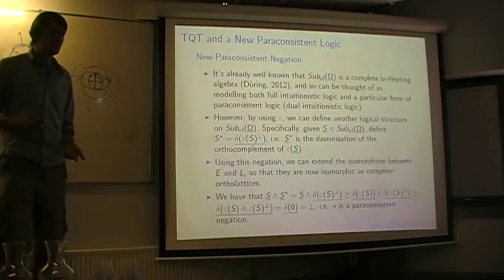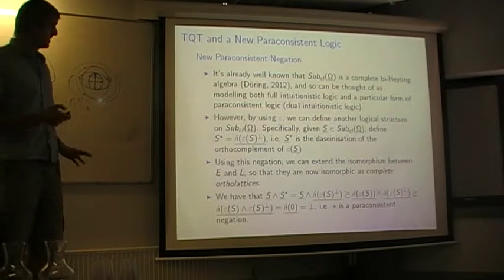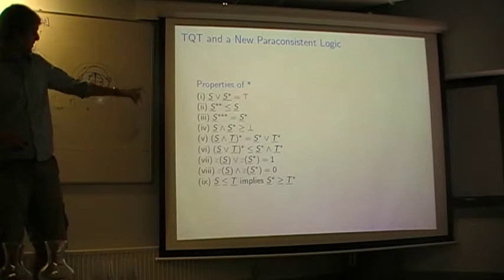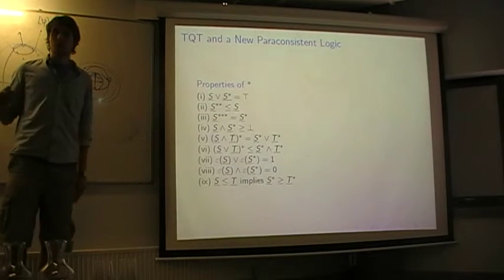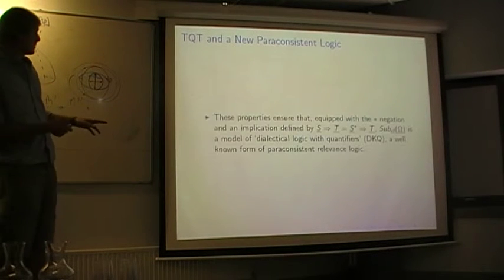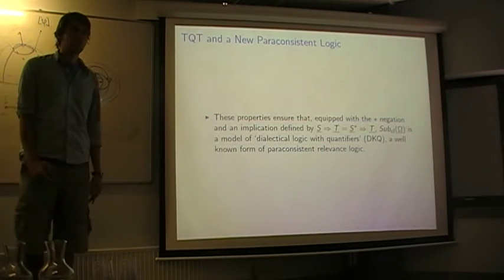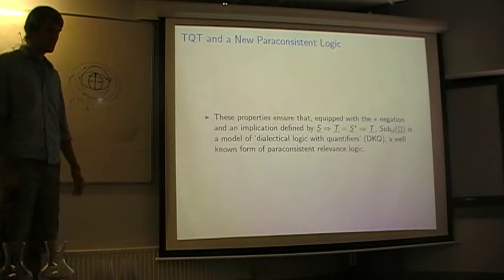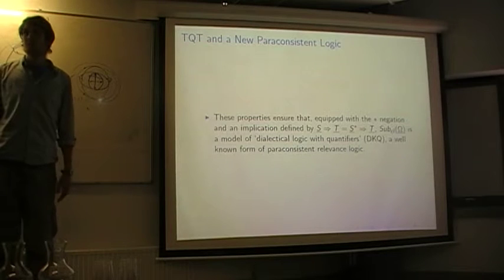I found this a bit surprising and weird, but it turns out that it's not just any paraconsistent logic, it's quite a nice one. Specifically it has the law of excluded middle, half of double negation, and three of the De Morgan inequalities. Basically what this shows is that it's a model of a very well-known paraconsistent logic called dialectical logic with quantifiers, which goes back to the 70s, developed by people like Routley and Meyer and Graham Priest.